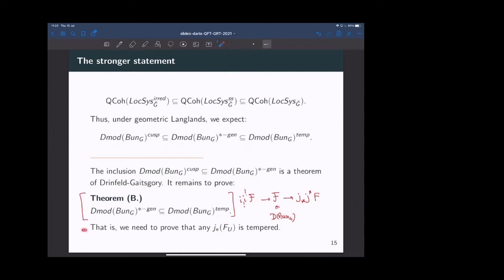But now we need to get back to work, because I didn't give you the definition of tempered that is independent of the conjecture. So no theorem can be proven without that definition. So let's give it now.